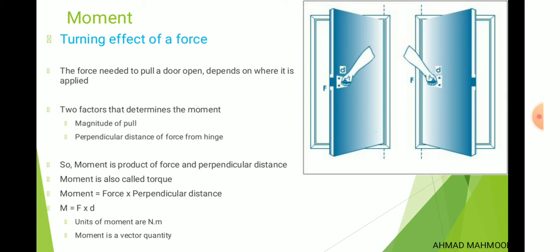The units, we can derive the unit from the formula. The units for force are Newton. The units for the distance are meter. So the units of movement are Newton meter. It's a vector quantity because it will turn either clockwise or anti-clockwise. So it has a magnitude as well as direction. So movement is a vector quantity.